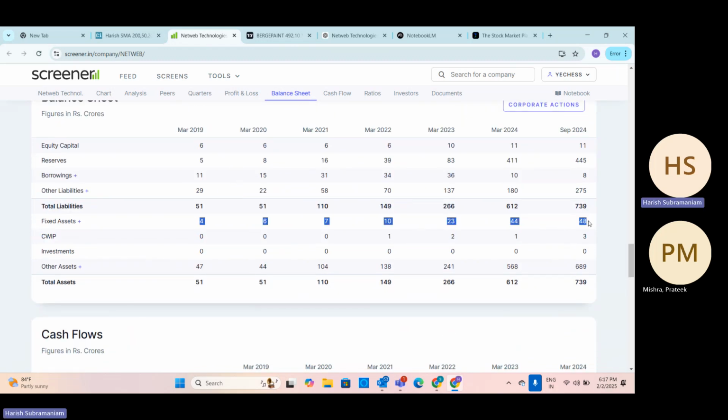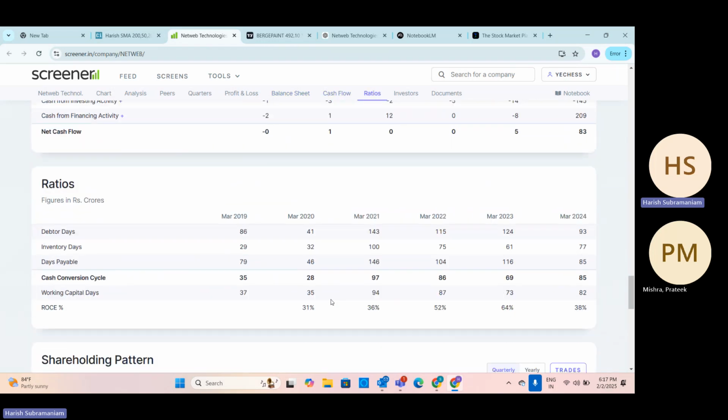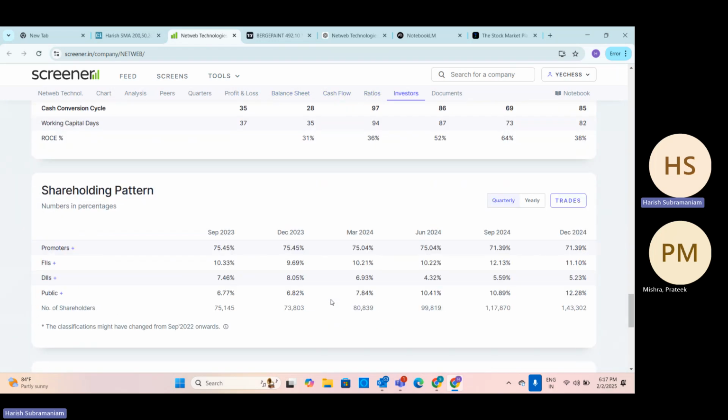Company has fixed assets. Fixed assets are growing year on year. So the company is always investing in fixed assets. The company has good capital work in progress. Okay. So based on all this, we can say that this company looks interesting.